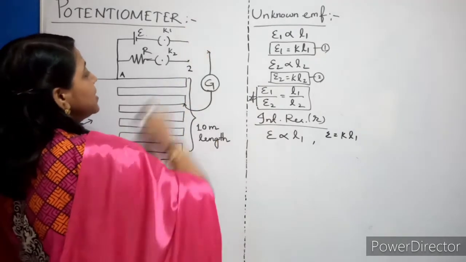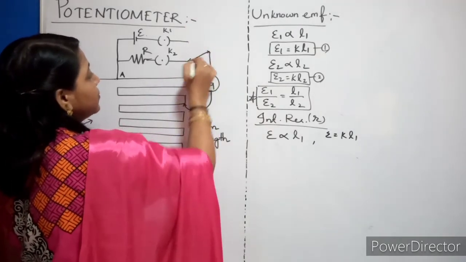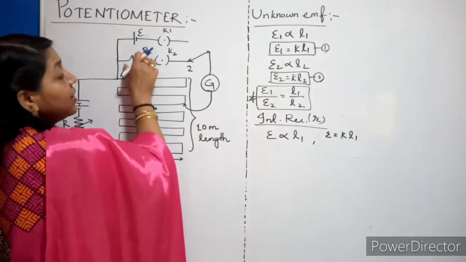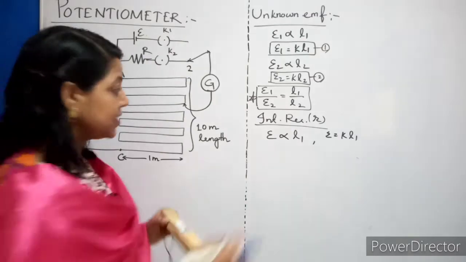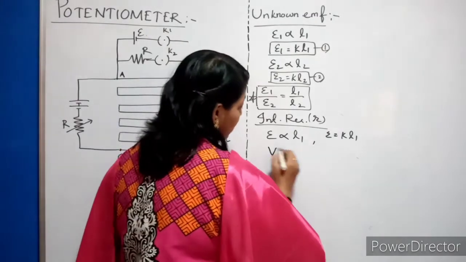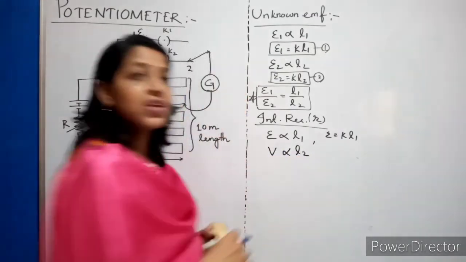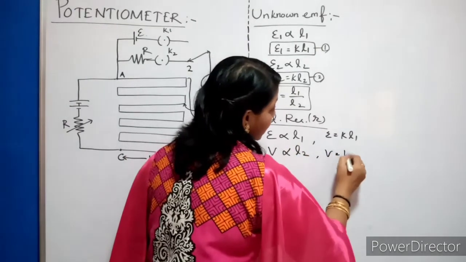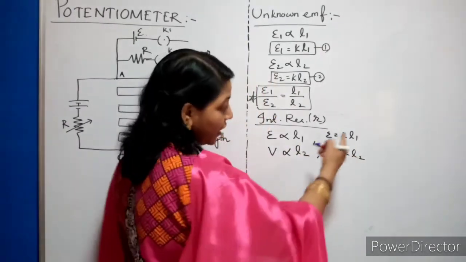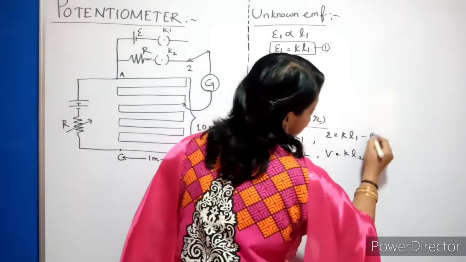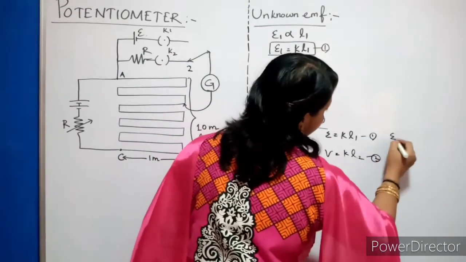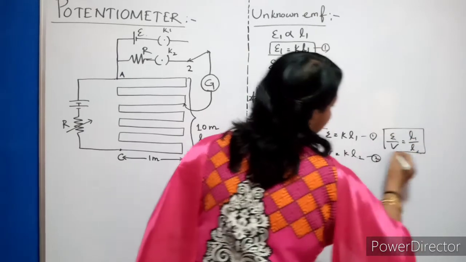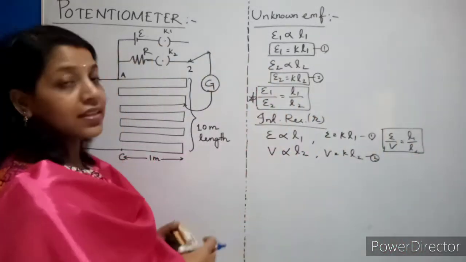You will just connect it to here. When you connect it to here, what will happen? There will be a certain drop across this resistor. What is the drop? Let that drop be V. So, V is proportional to L2, and you can write V equal to K L2. Divide equation 1 by 2. Let this be 1 and this be 2. What you will write? E by V equal to L1 by L2. Your first part is over. Now let us see the second part.